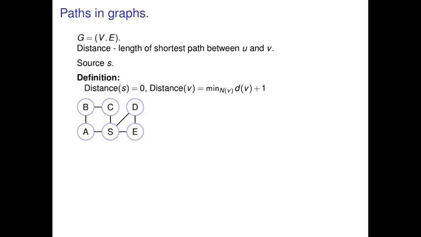So the definition is the source has distance 0 to itself, and the distance of any other node is the minimum over its neighbors U of the distance of U plus 1. Okay? So let's try, we have an algorithm.